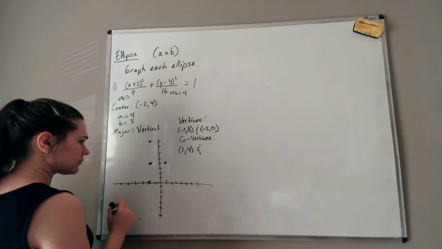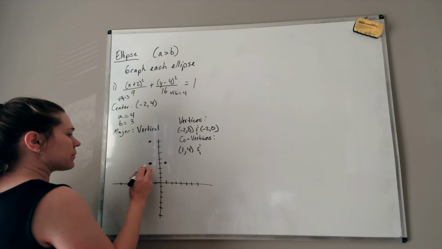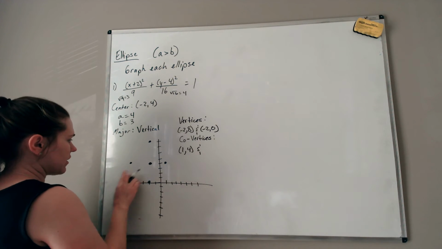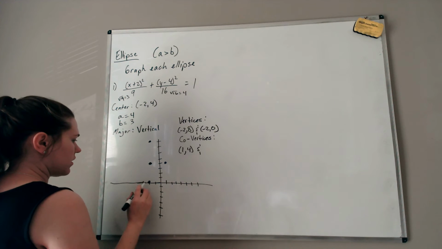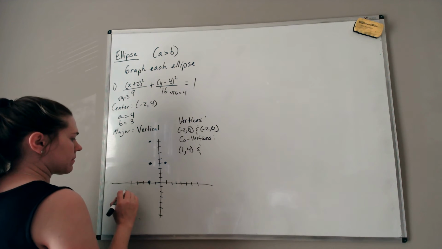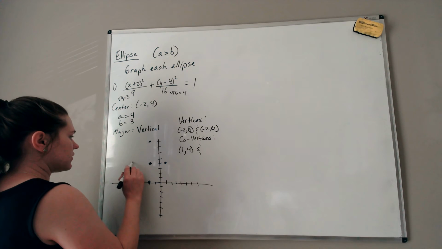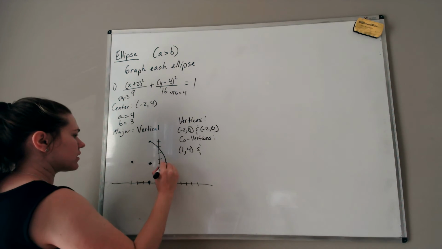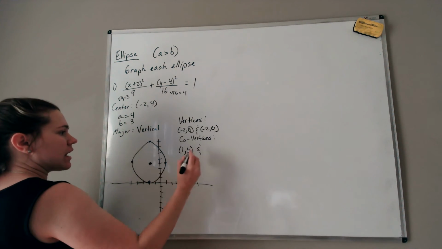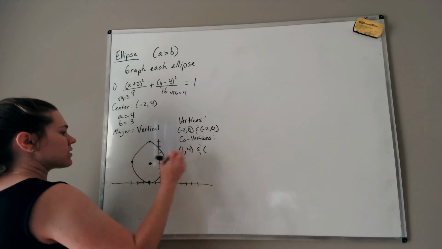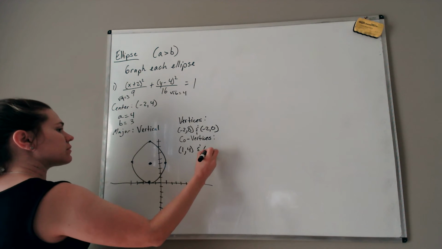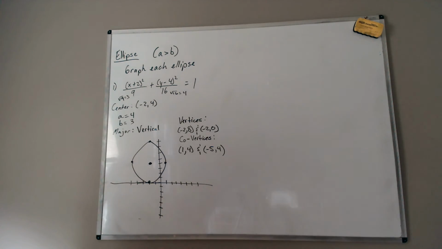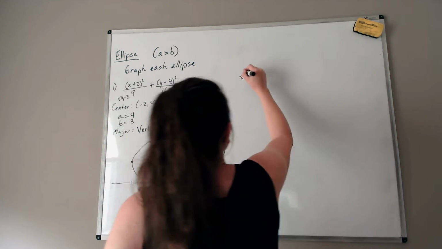Notice the y stays the same. I made my increments much larger out here, too far apart, but there we go. And for that other point, take away 3 from -2, that's going to be -5, 4. And so there is our ellipse, number 1.